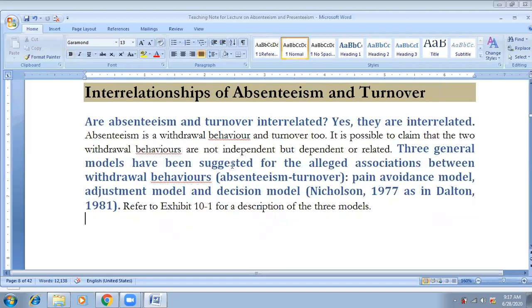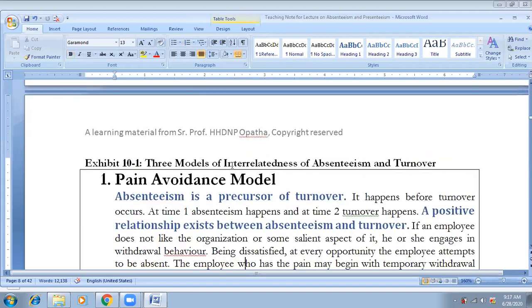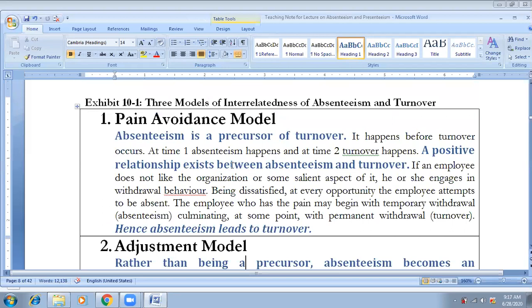Pain avoidance model, adjustment model, and decision model. Shall we go to the first one? Pain avoidance model. Absenteeism is a precursor of turnover. Precursor means it's a determinant, a forerunner of turnover, so it happens before turnover occurs. At time one, absenteeism happens, and then at time two, turnover. After absenteeism happens, turnover happens. A positive relationship we can expect between absenteeism and turnover according to this model.